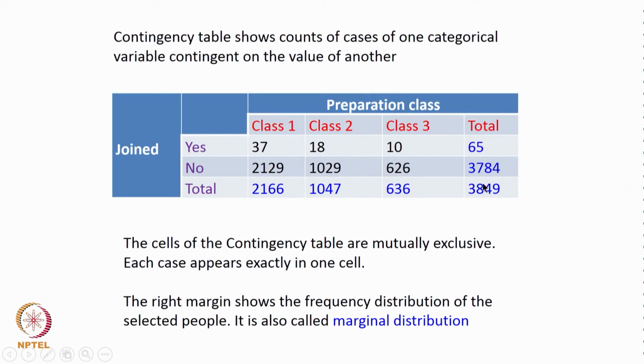The cells of this contingency table are mutually exclusive. Each case appears in exactly one cell. The total 3,849 is the sum of these 6 numbers, and the column sums represent the total in each case, which adds up to 3,849. The row sum also adds up to 3,849. The right margin shows the frequency distribution of the selected people. It is called the marginal distribution: 65 out of 3,849, 3,784 out of 3,849 and so on.